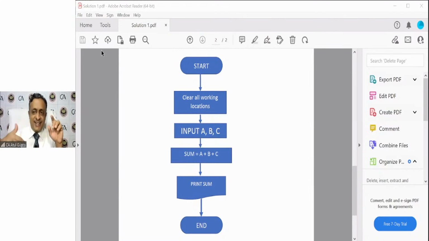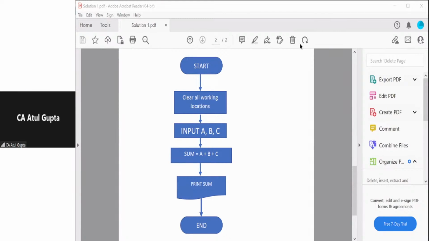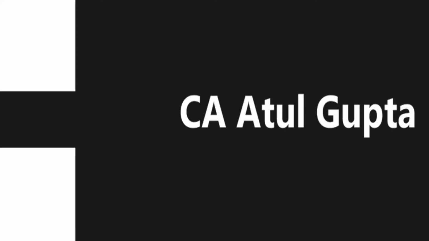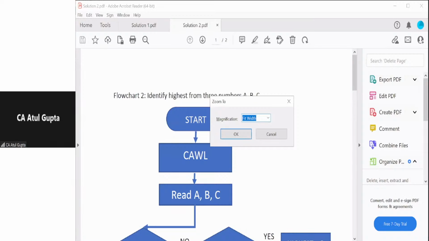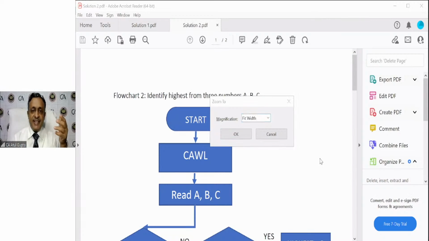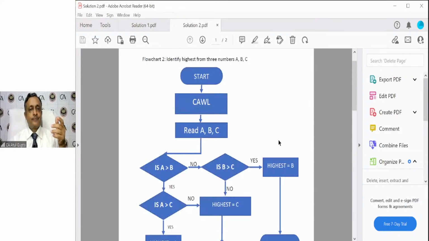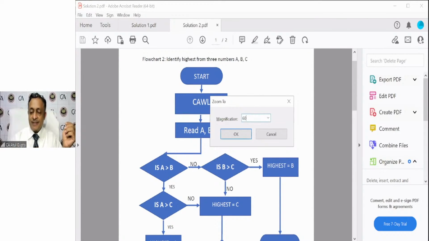Then let us go to the second solution. Give me a second, I'll bring the second solution. Now, this flowchart will require some basic understanding of how it is being processed. Let me first bring the whole flowchart on screen. Let us see.